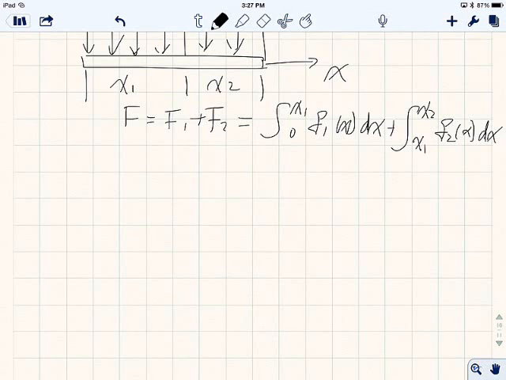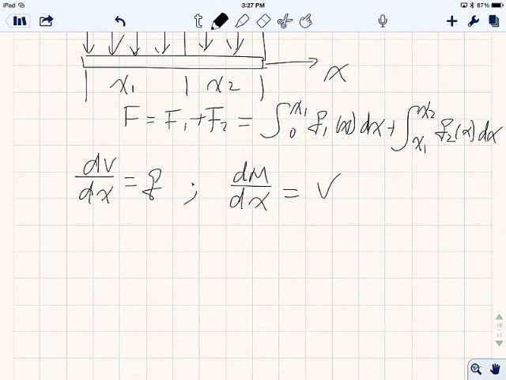Now, in our shear and moment diagram, these two equation sets are very important. First one, dV over dx equals Q. dM over dx is V. Still remember this? How many of you remember this? Couple of you? Right, okay. No worries, I'll start with the fundamentals and give you some examples.